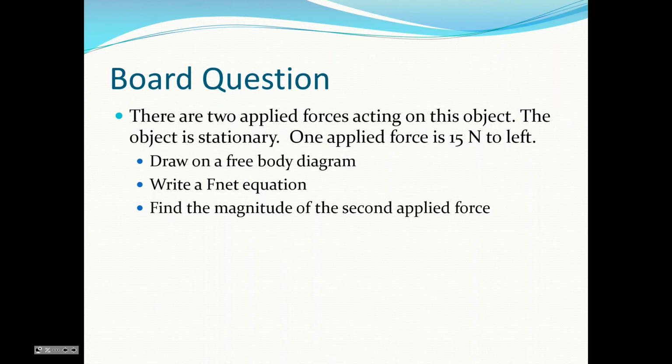So let's do a board question. Try it out on your own, and I will go through it and see if you can get the right answer. There are two applied forces acting on an object. The object is stationary. Only one applied force is 15 newtons to the left, and we want it to be stationary. So we're going to draw a free body diagram, write an FNET equation, and find the magnitude of the second applied force.